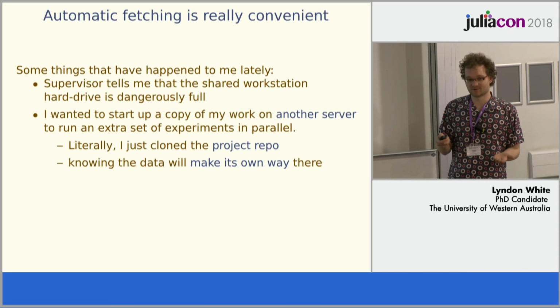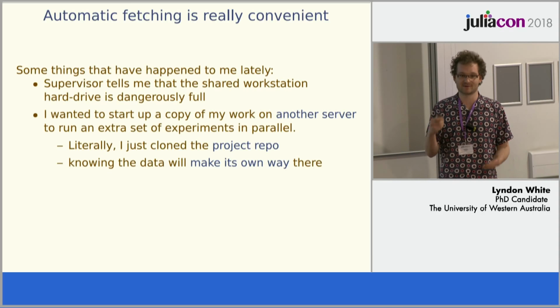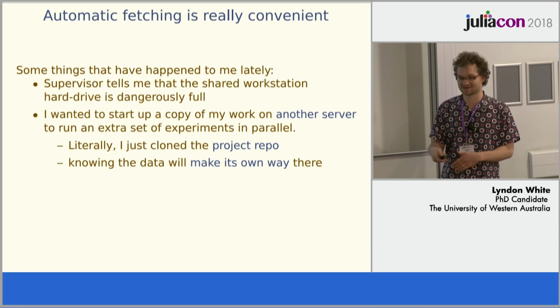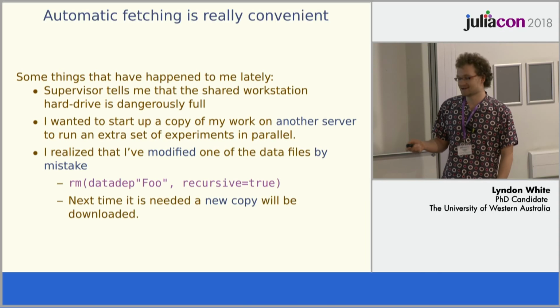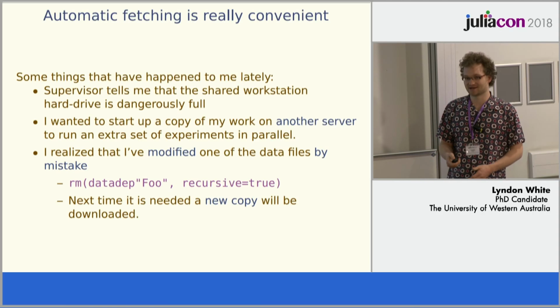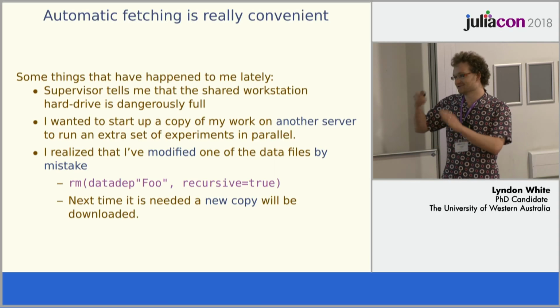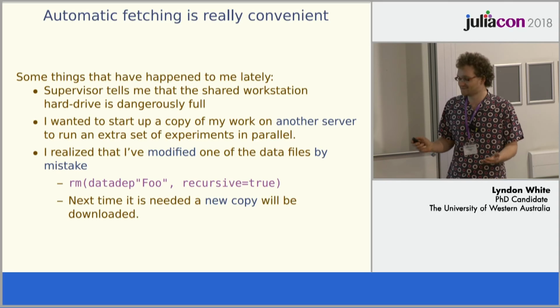Another time, I wanted to run my work on another server. So I just cloned the project repo. I didn't have to worry about SFTPing all my data across, because I knew the data would turn up when it was required. And then another time, I accidentally modified one of my raw data files. And so I just delete all the data. And it comes back again. It's a fresh copy. It's not got my changes. It's convenient.